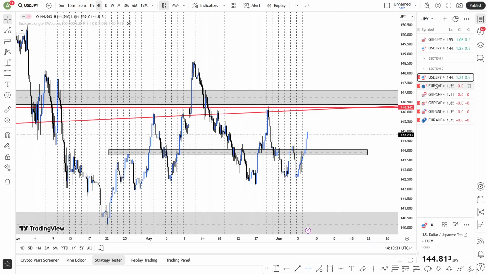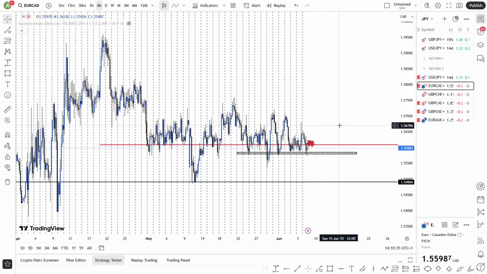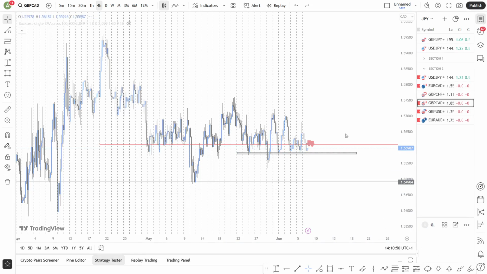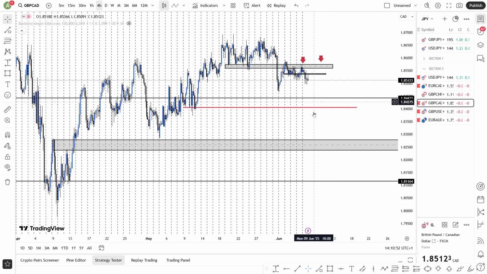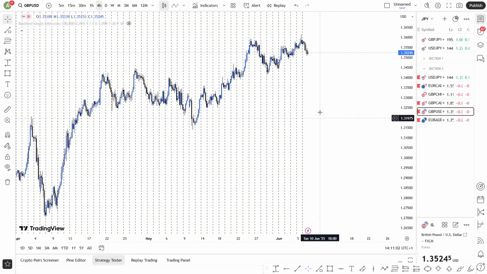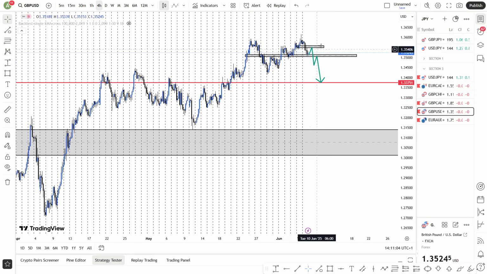USDJPY still continues its movement to the upside. On EURCAD, we're expecting a down movement, and once it breaks below this neck, the support here, then we're good to go, continuing to the downside. And GBPCAD also, we are expecting a down movement. EURCAD, GBPCAD down movement, and GBPUSD, we're anticipating a down movement also.